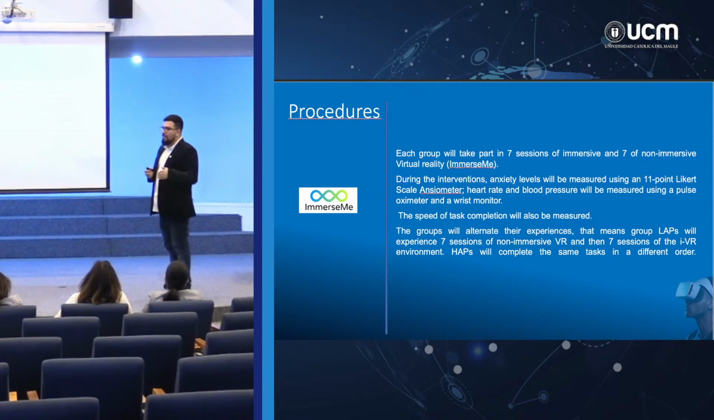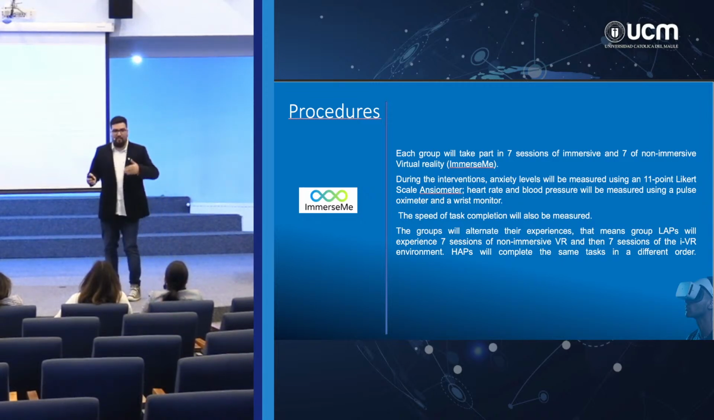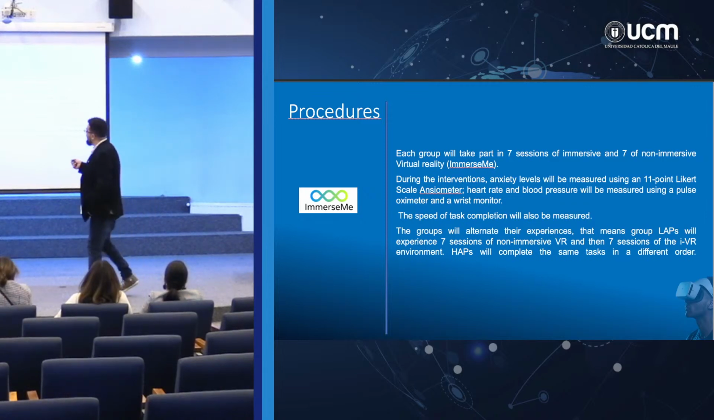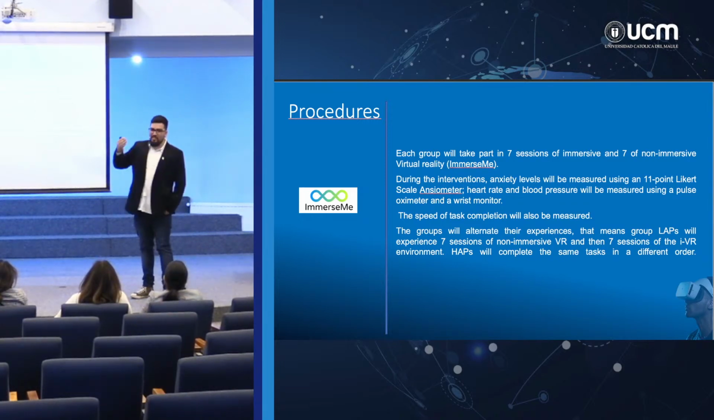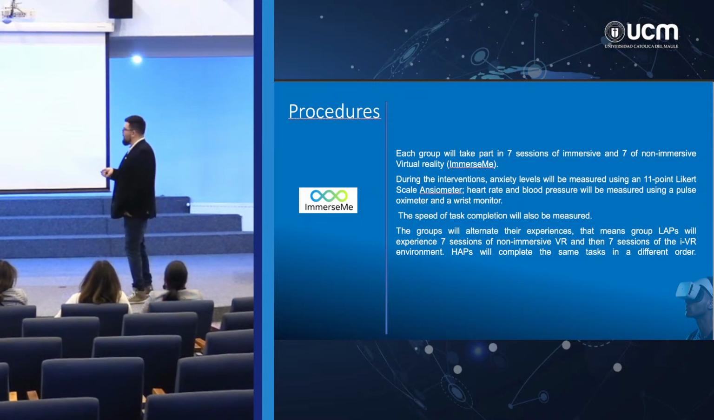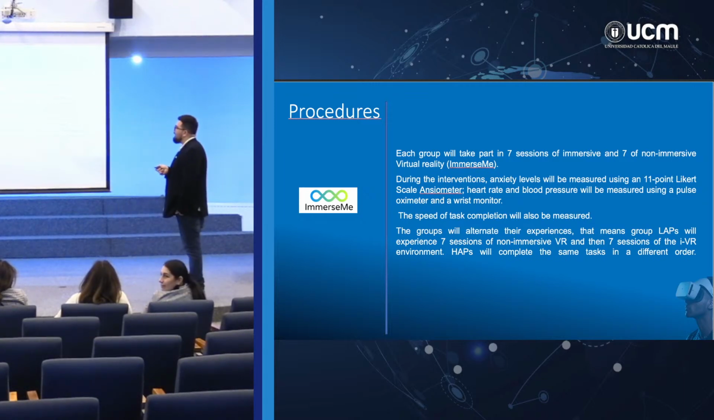In immersion, they are going to have this 11-point Likert scale anxiometer where they have to say if they're too anxious or not anxious at all. And also I'm going to be monitoring the heart rate and blood pressure of the student to see if they're anxious or not with medical indicators. Yes? And the speed of the task completion also is going to be measured. I'm going to show you how.